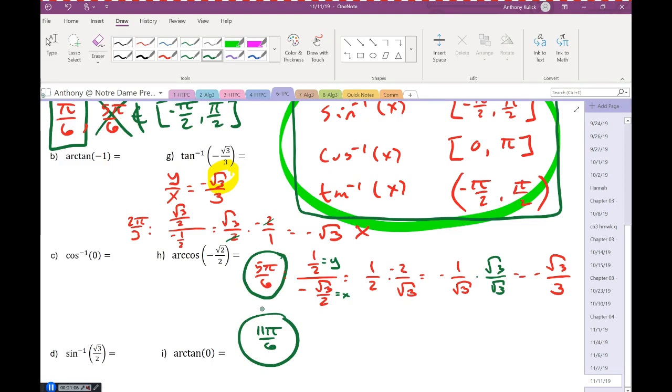Okay, so if we look at these now and compare them to the range, they're both too big, right? 5/6 and 11/6 are both bigger than 1/2. So what is our trick to deal with that? We subtract 2 pi. So this one would become negative 7 pi over 6. And this one would become negative pi over 6.